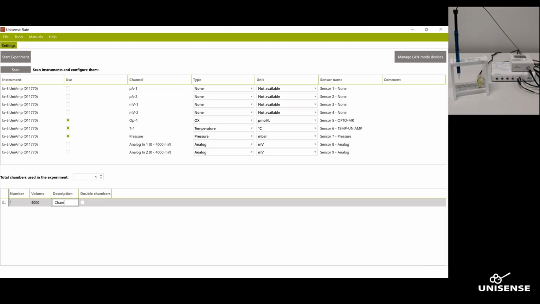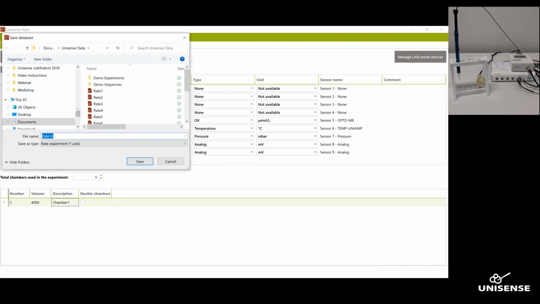I would just call it chamber 1. And if you were using a double chamber, you should then click here. I will just use a single chamber. So, okay, then you press Start Experiment. And then you're asked to save the file. So I will just save it.